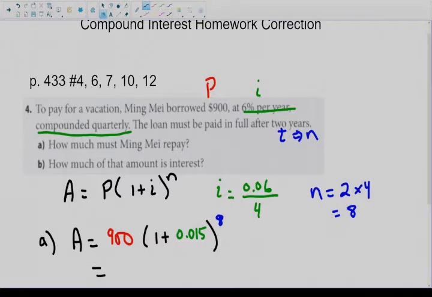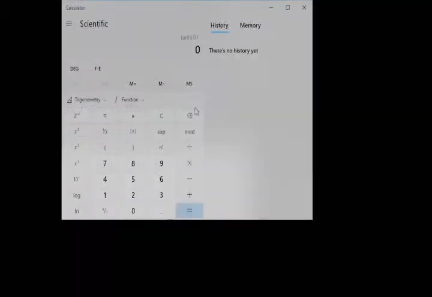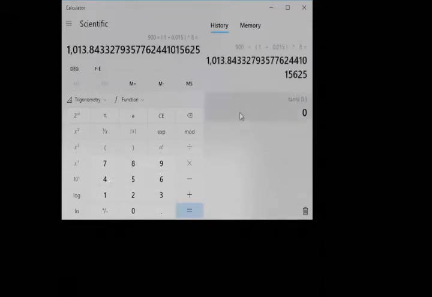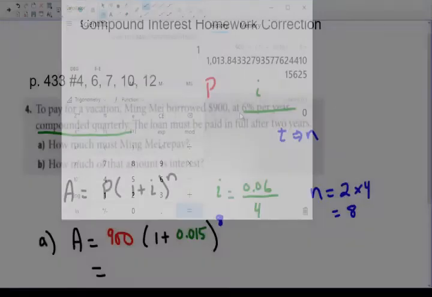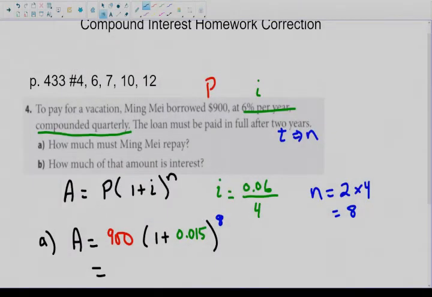So let's calculate that. And this I will show you on the calculator just so you can see it typed into the calculator. I'm just going to clear everything out of there. Okay, so we're going to do 900 times bracket 1 plus 0.015 bracket to the power of 8 equals. And that's giving us $1,013.84 approximately. So let's write that down.